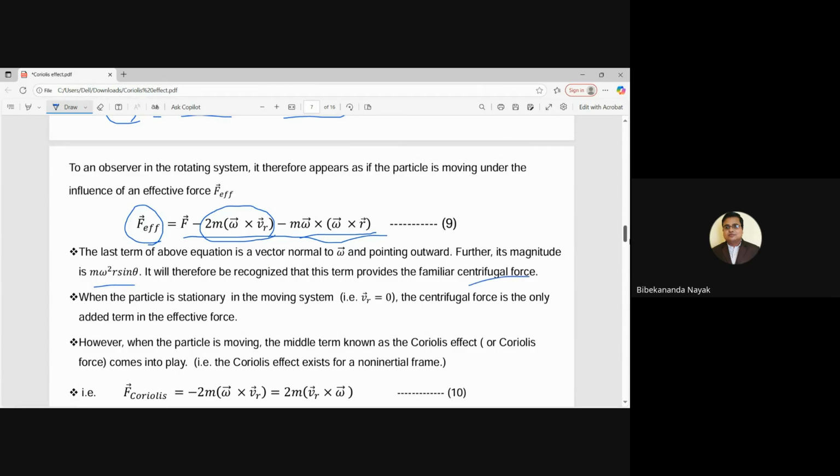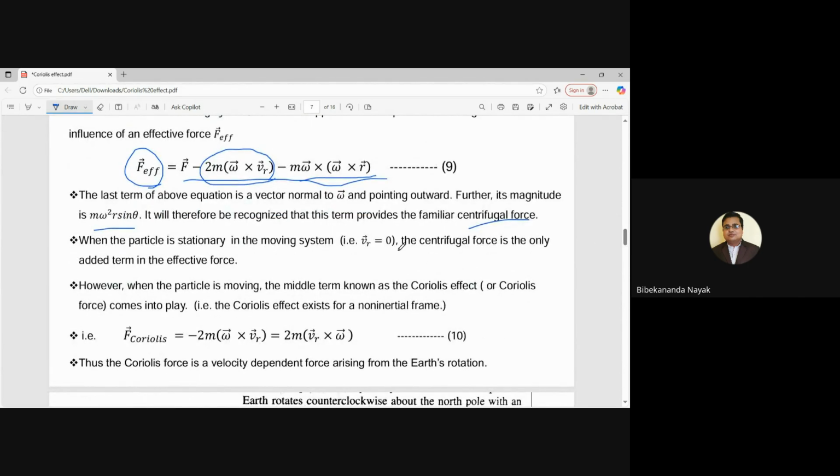m v square by r in magnitude is the centrifugal force. But the second term, for a stationary particle, does not give any contribution. If the particle is moving, not stationary, then it is effective. That is known as the Coriolis effect, and the term is the Coriolis force. So F Coriolis is minus 2m omega cross Vr, or since A cross B is equal to minus B cross A, it is 2m Vr cross omega. This Coriolis force is a velocity dependent force arising from Earth's rotation.